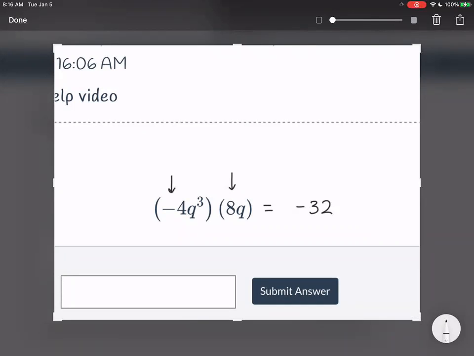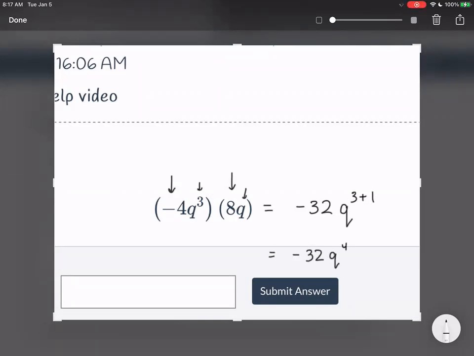Now let's deal with the variable. So we have the variable q. This is a q to the power of 3, and this is a q to the power of 1. So I want us to add the 3 and the 1. We're adding them because these q things are being multiplied. So when you have two things being multiplied, you get to add the exponents, so 3 plus 1. So simplifying this further is -32 q to the power of 4.